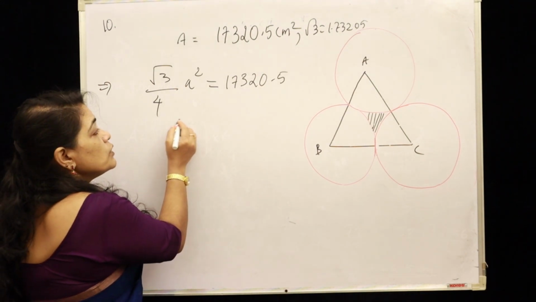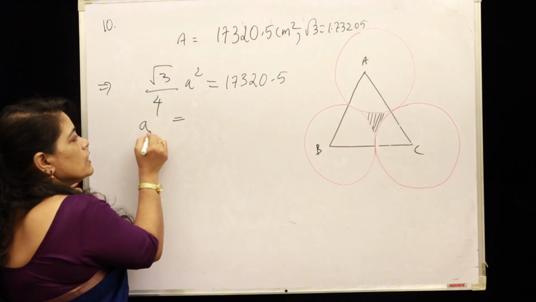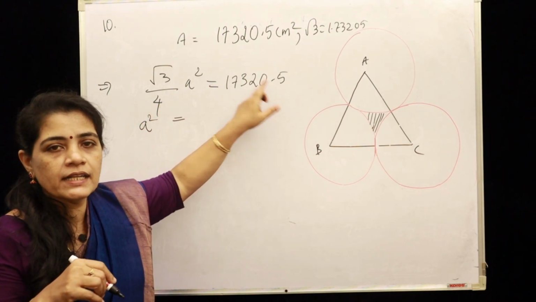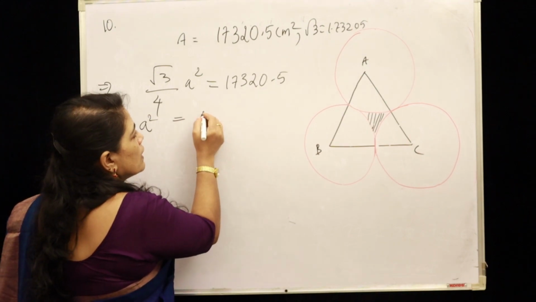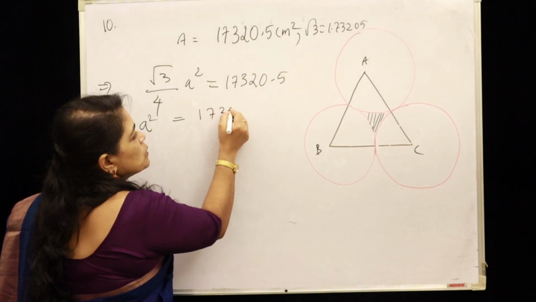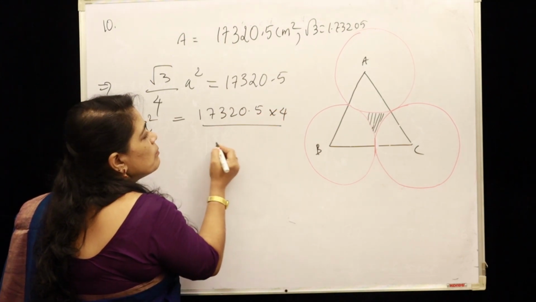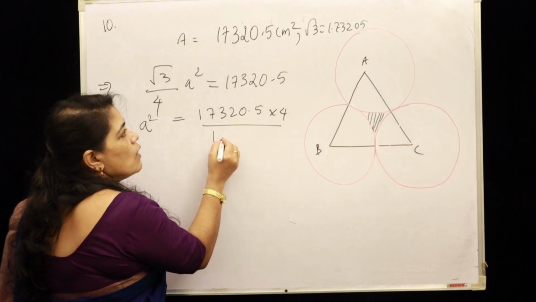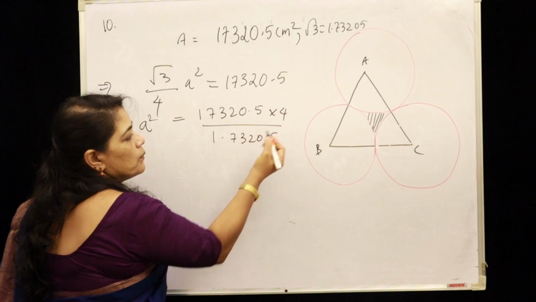Let us see how it is going to be. Very simple. I am keeping a square, the variable, alone on the LHS by taking 4 to the numerator and root 3 to the denominator, the reciprocal. So a square equals 17,320.5 into 4 divided by root 3, and root 3 has the value 1.73205.